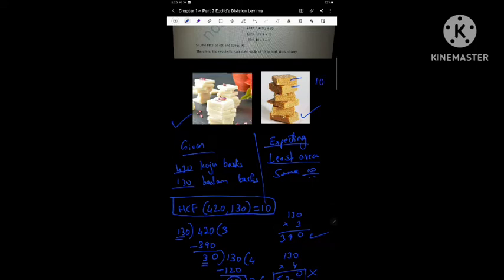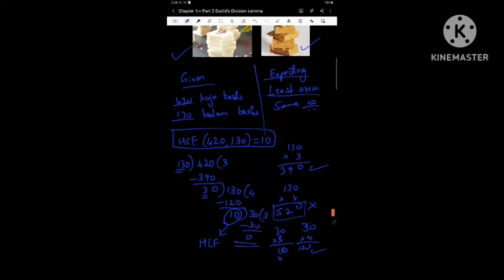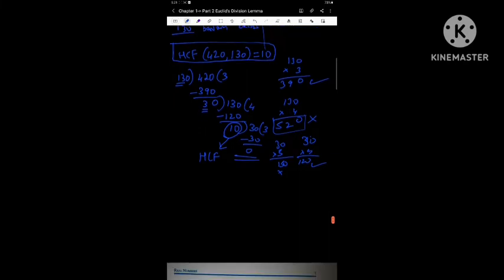Now let's see the solution given in your textbook. They say this can be done by trial and error method, but to do it systematically we find the HCF of 420 and 130. That's what we have done now. This number will give the maximum number of burfis in each stack, and the number of stacks will then be the least. The area of the tray used up will be the least. They have used Euclid's algorithm to find the HCF. We have done the same using the long division method, and now we have to write it in the form of Euclid's division lemma.